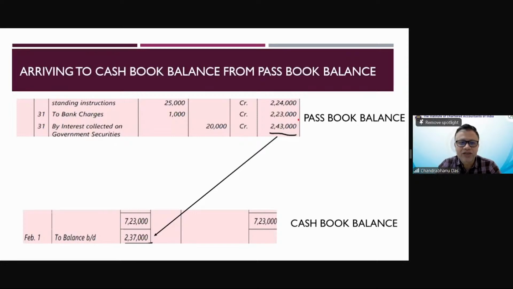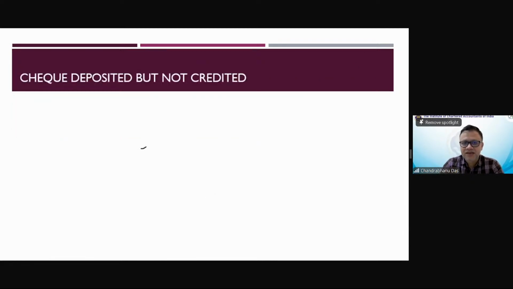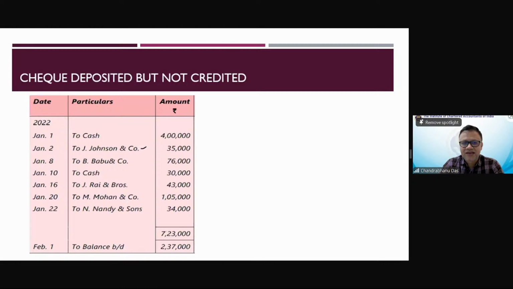So 2,43,000, 2,37,000. Now the company has to find the differences. The company accountants now start looking for the differences. So in a real company, how do they deal with this type of situation and how do they look into it, let us see. First they go to the cash book side, and first of all, let us say that checks are deposited but not credited.